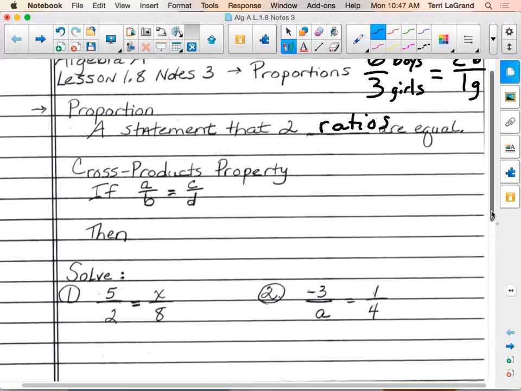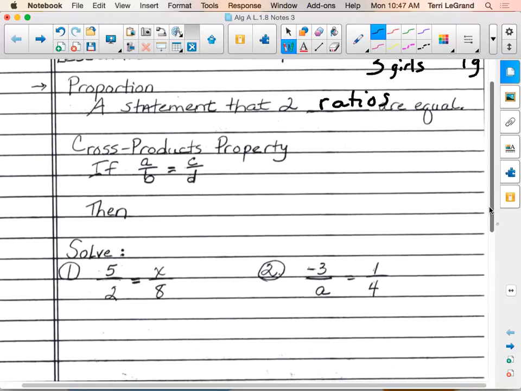The cross products property says that if you have a fraction equal to another fraction, and you take A times D, multiplying the numerator of the one times the denominator of the other, it should be the same as B times C: the denominator downstairs in the first one times the numerator upstairs in the other one.